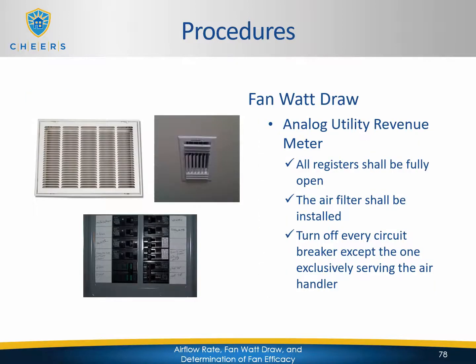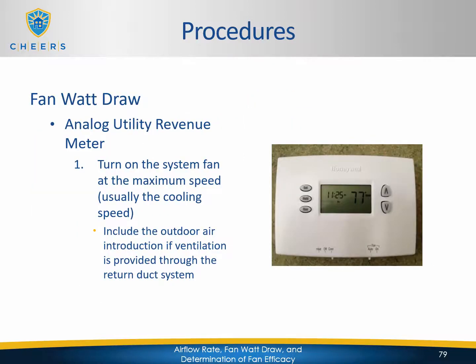If you're going to be measuring the watt draw from the analog utility revenue meter, this is the setup. All the registers again shall be fully open. The air filter shall be installed. You then want to go to the breaker panel and turn off every circuit breaker except for the one exclusively serving the air handler. So everything should be turned off except for the main, obviously, and the one connected to the air handler. Again, you'll turn on the system fan at the maximum speed, which is the cooling speed, like we talked about plenty of times before. And again, include the outdoor air introduction if the ventilation is provided through the return duct system.